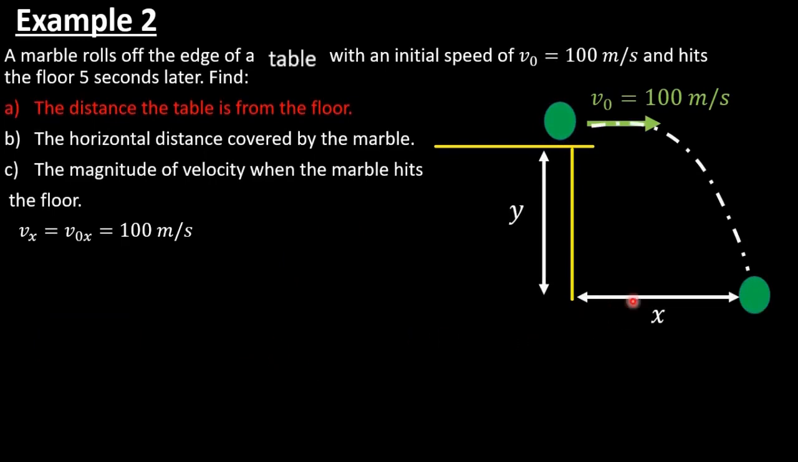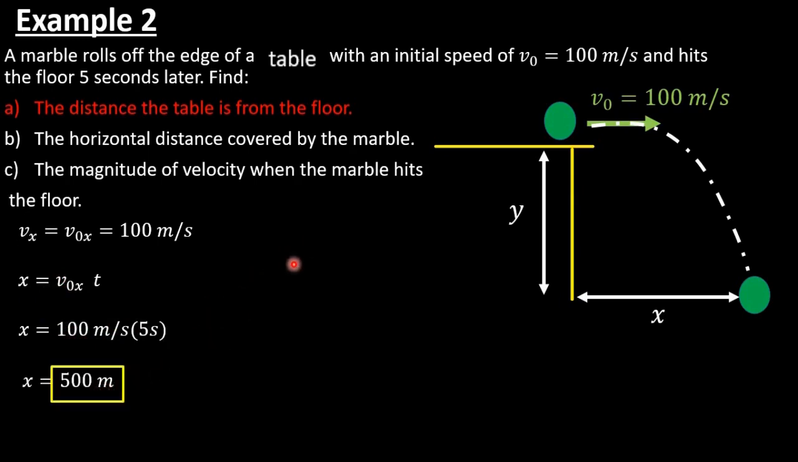Okay, so there's my x distance there, so the horizontal distance covered by the marble. So I can say v sub x equals v sub 0x equals 100 meters per second, because when it's released with 100 meters per second in the horizontal direction, that's going to remain 100 meters per second in the horizontal direction until it hits the floor. I can just apply this equation now, which is just x distance equals velocity in the x direction times time. Okay, so I knew that velocity in the x direction was 100 meters per second, and I knew the time of flight was 5 seconds. So multiply them, I get 500 meters. Okay, so x is 500 meters.